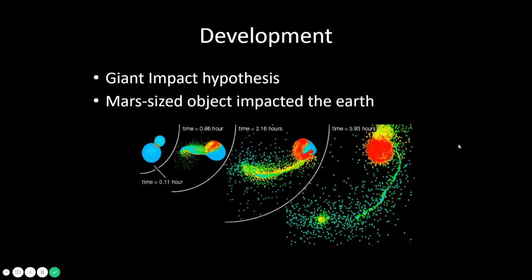Now, how the moon developed. There's a giant impact hypothesis where a Mars-sized object impacted the Earth. And it broke off our moon. So here's the Earth, and there's the moon.